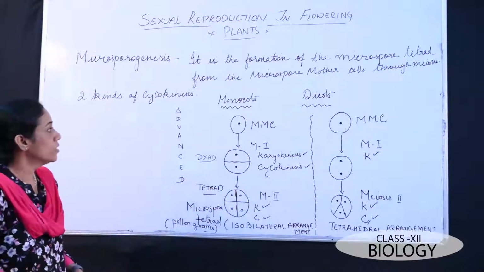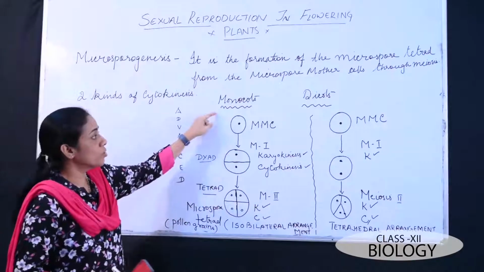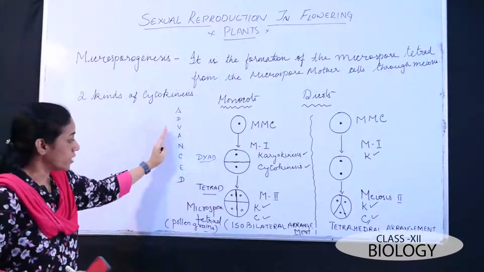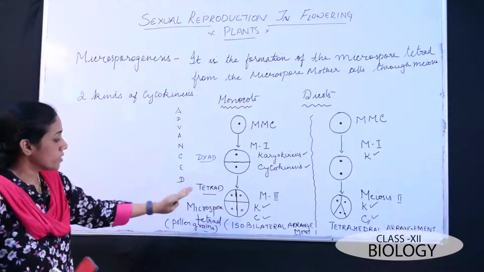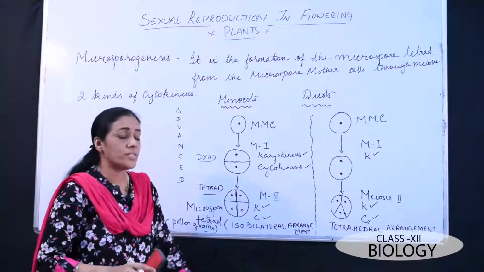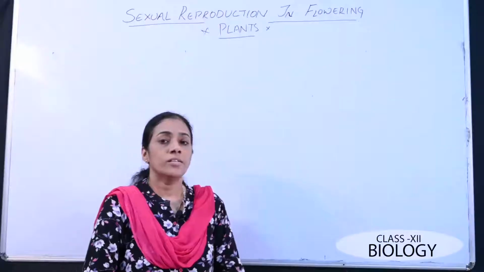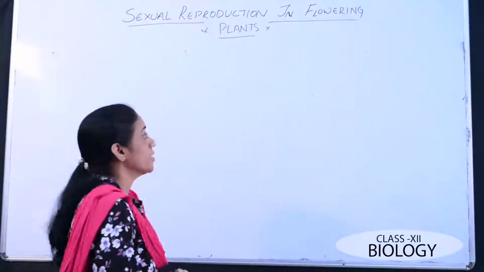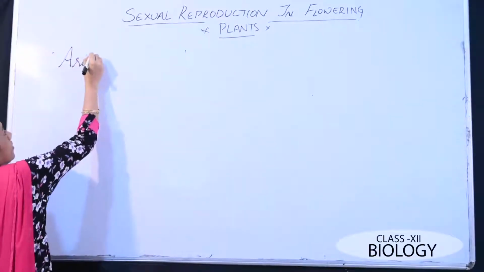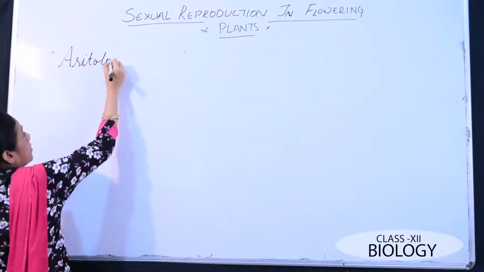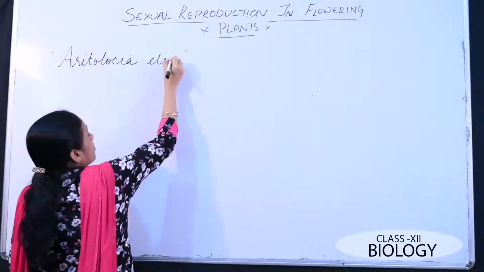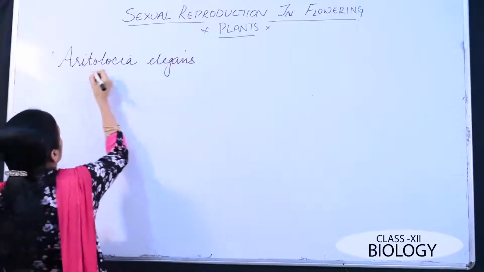Okay, so we saw a comparison between the monocots and the dicots, and we saw here this is an advanced type, and this kind of an arrangement is an isobilateral arrangement, and that kind of an arrangement is called as a tetrahedral arrangement. Now let's study an example of a plant known as Aristolochia elegans.